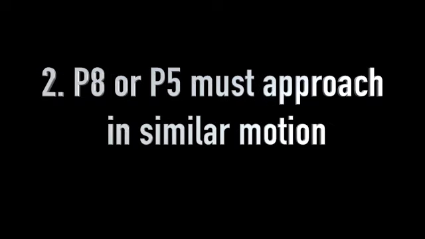Now let's talk about similar octave or fifth. Sometimes we call this hidden octave or hidden fifth. Number 1, this is only for the outer voicing, which is soprano and bass. Number 2, either octaves or fifth is approached in similar motion in outer voicing.